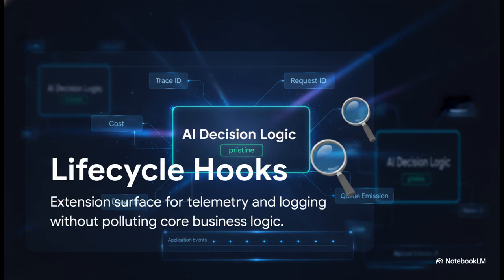Lifecycle hooks. Think of these as Burr's dedicated extension surface. They let you cleanly intercept application events, like recording trace IDs, costs, request IDs, sequence IDs, and queue emissions, and you do it completely out of band. Because they run around your action execution, your core business logic stays pristine. It stays totally focused on making AI decisions, while the hooks just quietly handle the operational tracking in the background.